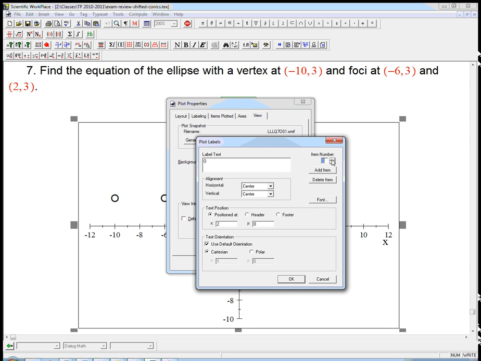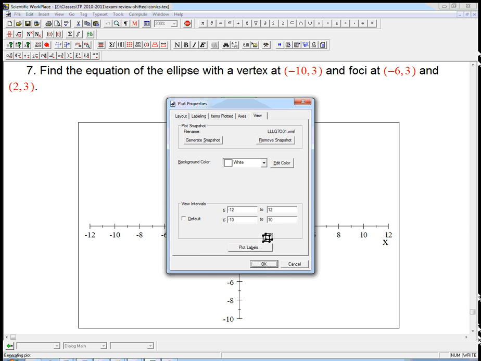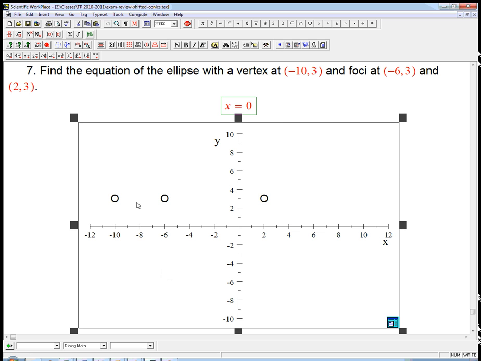Just being in a rush here. Hey, there we go. 2, 3. I thought I put the 3 in, but I won't. Okay. So there's one vertex, and here's the 2 foci. Well, it's an ellipse, so the other vertex should be over here somewhere, and then the ellipse should go something like this, around this way. Okay, well, how do we do that?